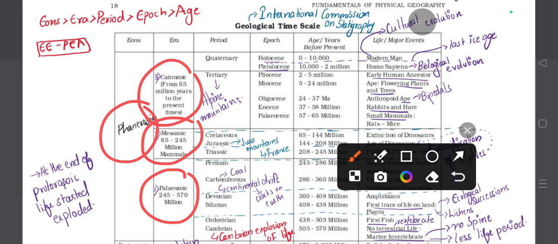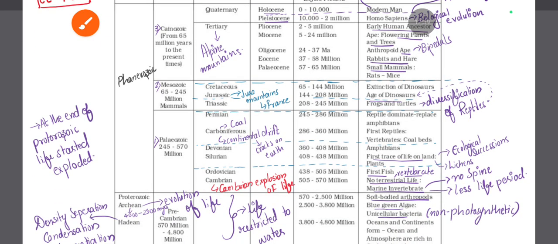If you divide each of these eras into different periods, let's see what those are. Paleozoic era is divided into 6 important periods. Mesozoic era is divided into 3 important periods, and Cenozoic era is divided into 2 important periods. So let's see one after the other.